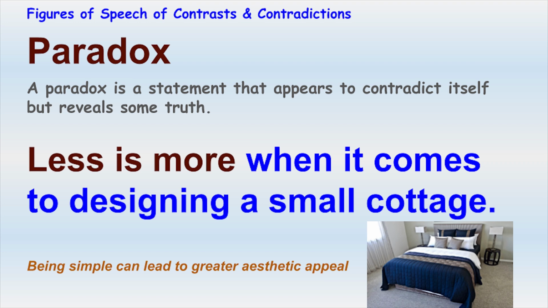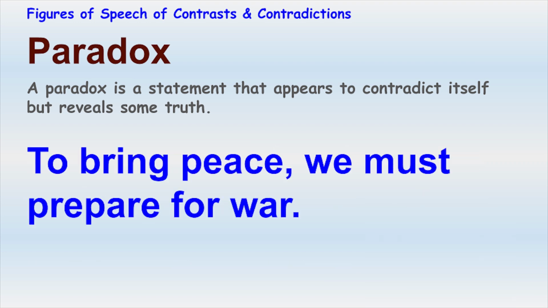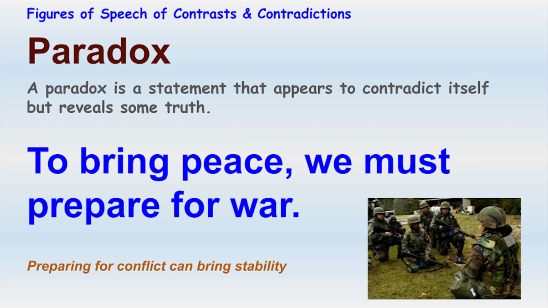Our next example is, to bring peace, we must prepare for war. This sentence again is contradictory. You may ask, how can war bring peace? But the idea is that preparing for conflict may bring some form of stability by deterring aggressors, thereby bringing peace.